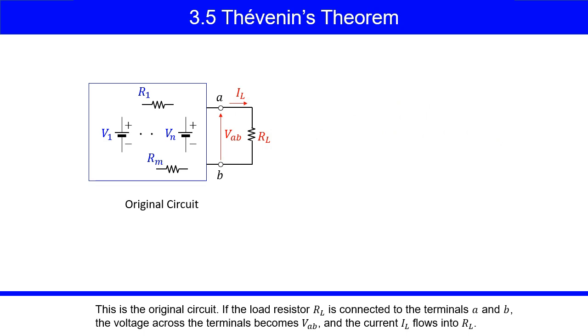This is the original circuit. If the load resistor RL is connected to the terminals A and B, the voltage across the terminals becomes VAB, and the current IL flows into the resistor RL.